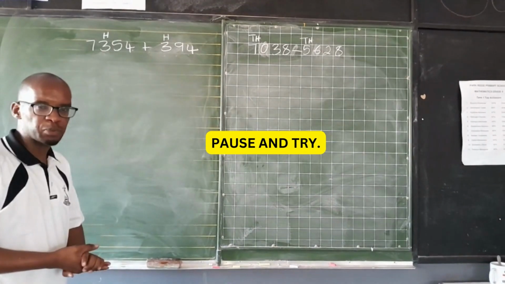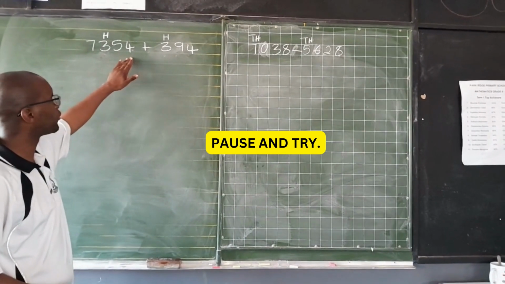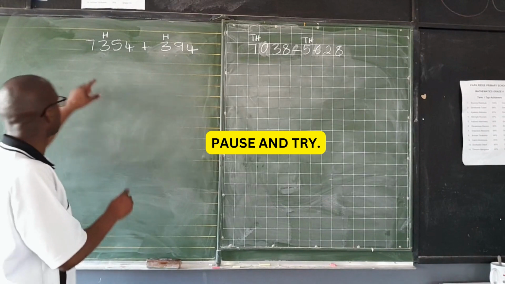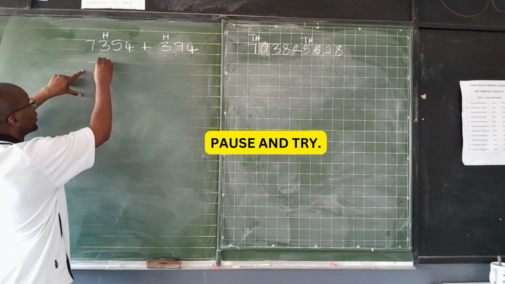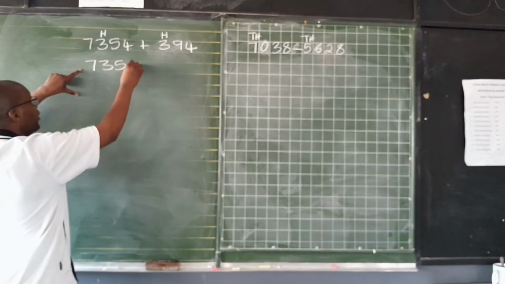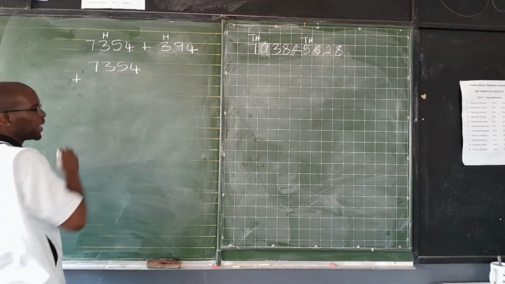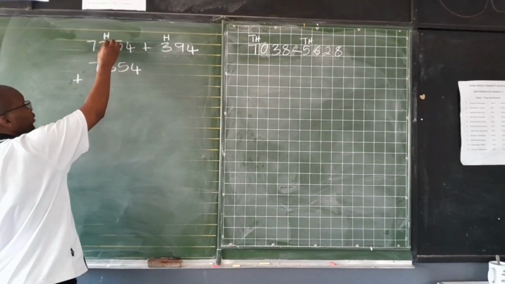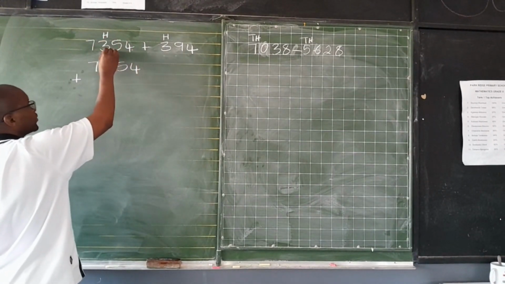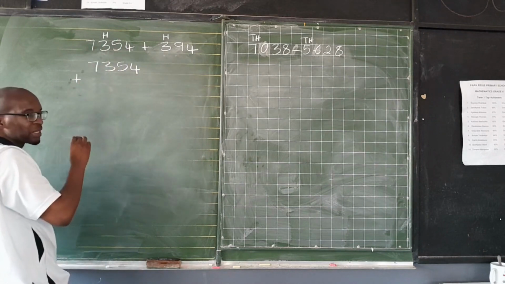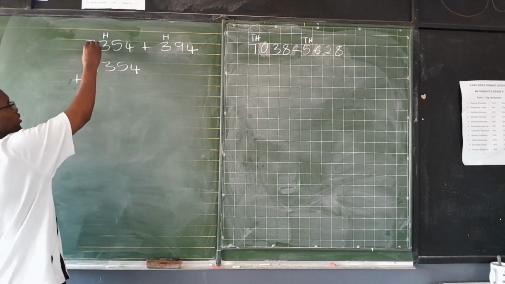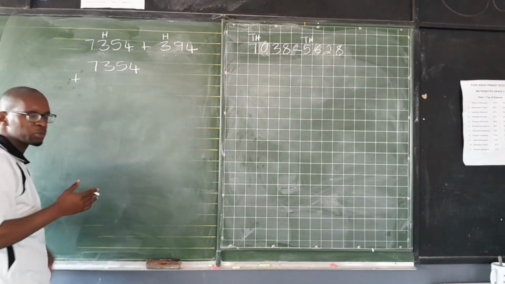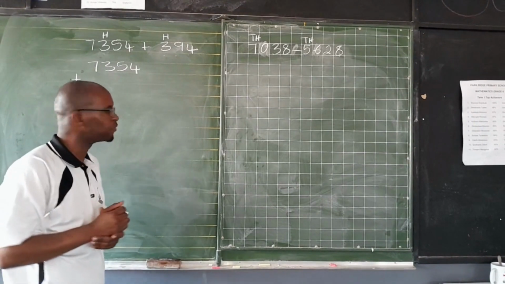Now, in the first addition problem, we have 7,354 plus 394. Now, we need to make sure that we write everything underneath the correct place value. So we have 7,354 plus 394. So we need to make sure that we write the 3 underneath the correct place value. So we need to write the 3 underneath the 3 because both of them represent hundreds. We can see that the first number has 1, 2, 3, 4 digits, and the second one has 1, 2, 3 digits. So we need to make sure that everything is written underneath the correct place value.